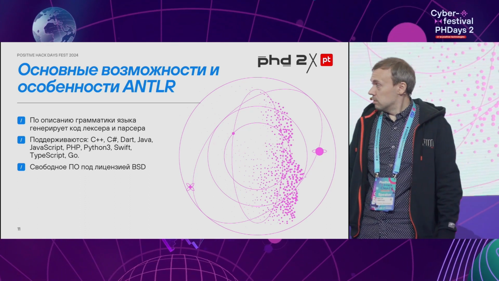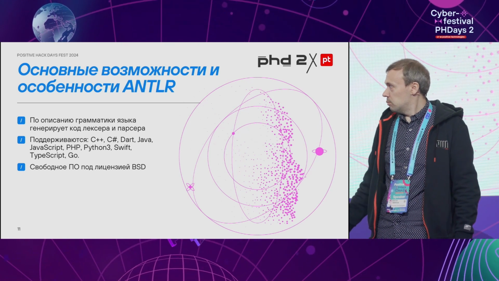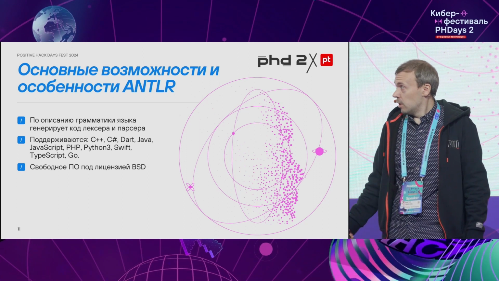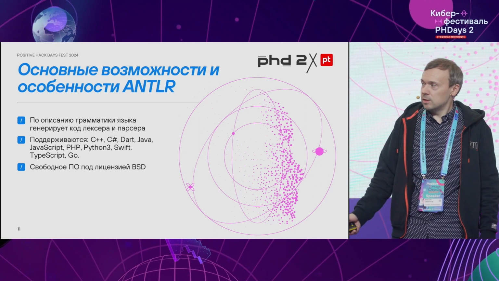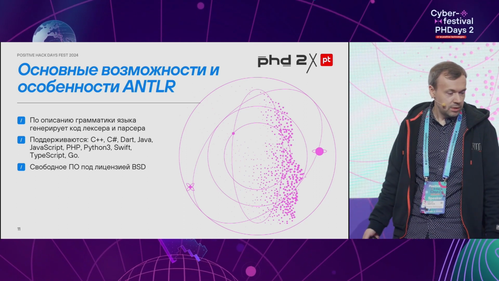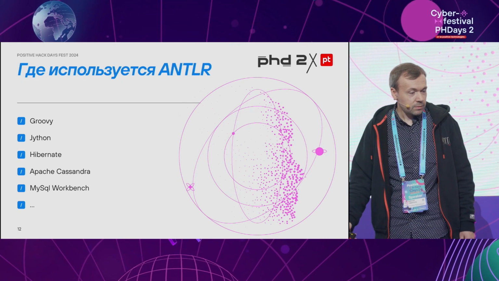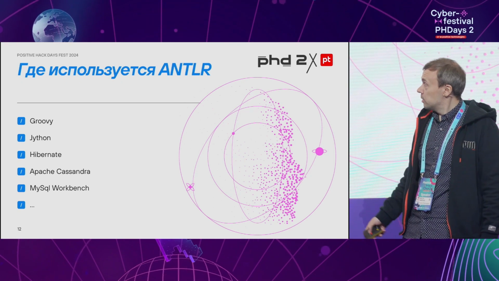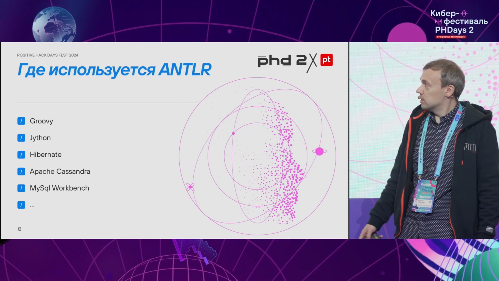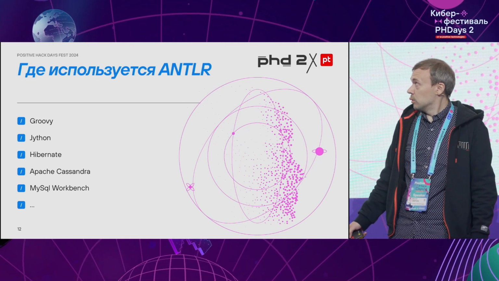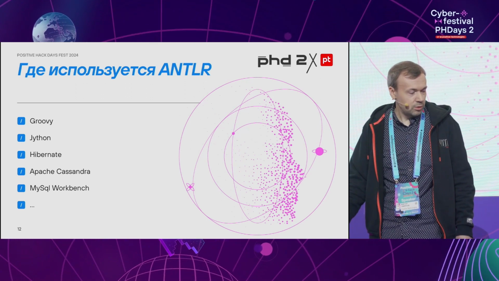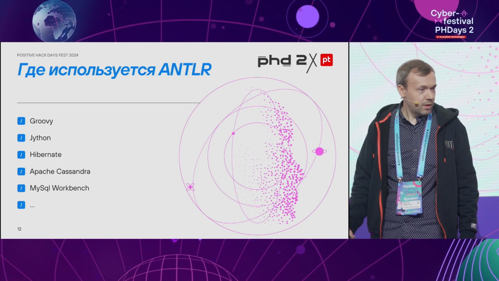ANTLR exists for a pretty long time, and it has useful tooling, including plugins for development. For example, Rubber has a plugin that makes it possible to visualize an input expression using your grammar as a syntax tree. As I said, ANTLR has been there for years. It has been tested and used in many different products, like Groovy, Jython, Hibernate, Apache Cassandra, MySQL Workbench, and many more.